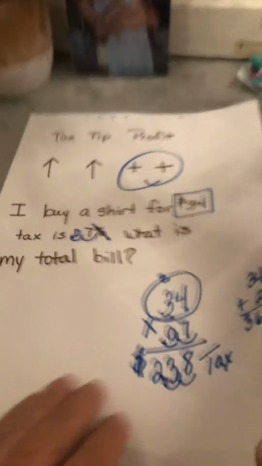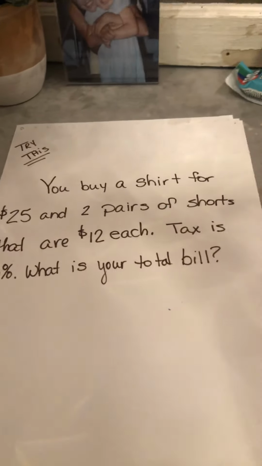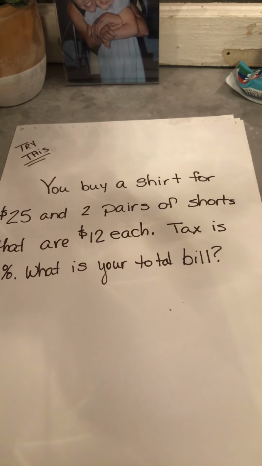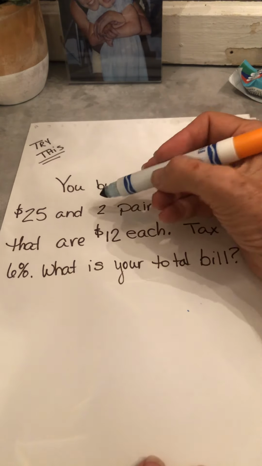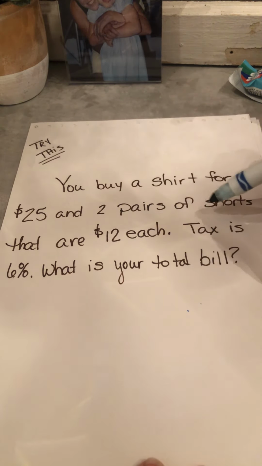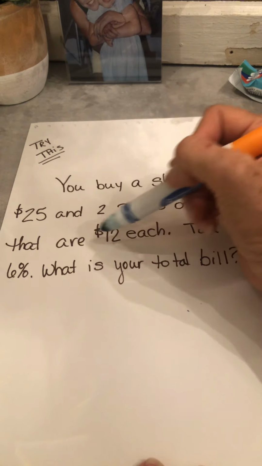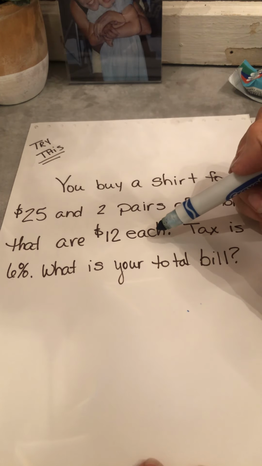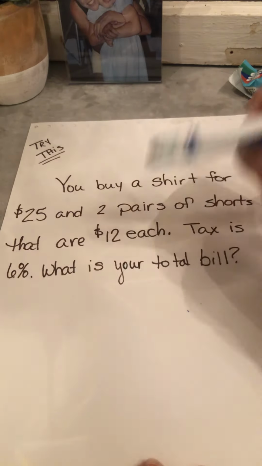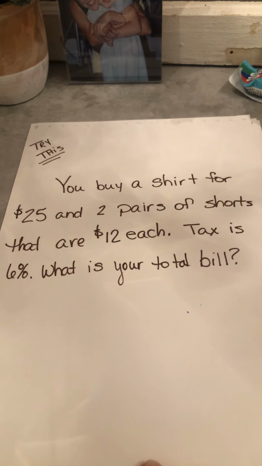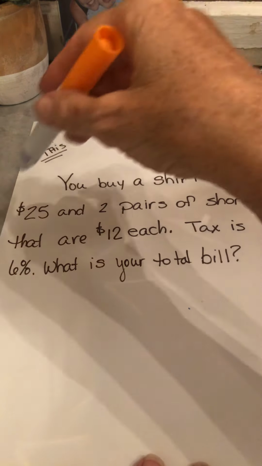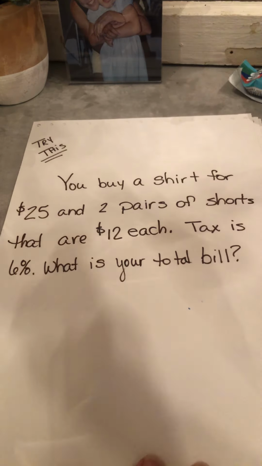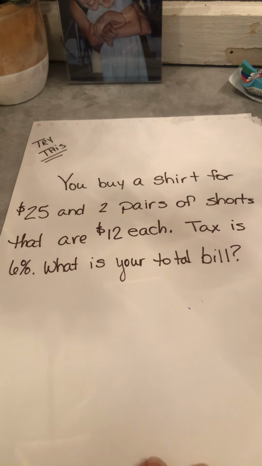All right, here's one for you to try. You buy a shirt for $25. Be careful on the wording here. And 2 pairs of shorts that are each $12. Tax is 6%. What is your total bill? Okay, so I'm going to give you a hint. You first have to figure out how much all of this adds up to before you put in your tax. So go ahead and press pause, and I'll see you back here in a minute.